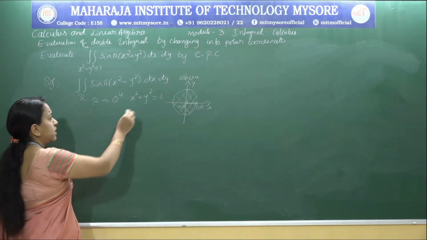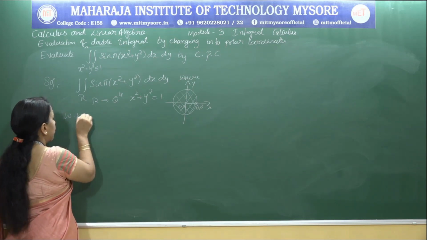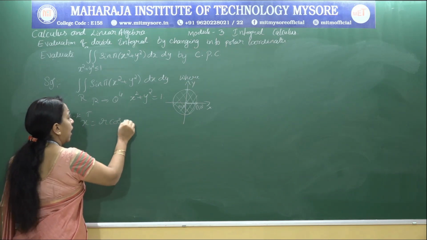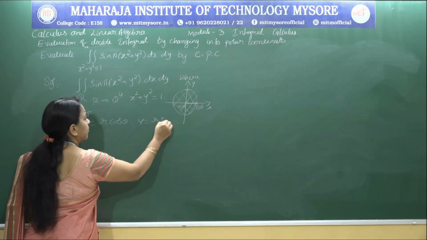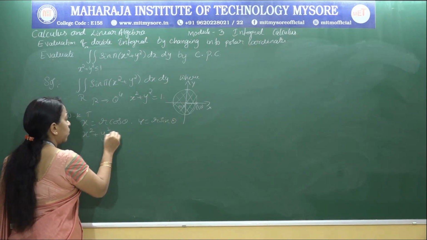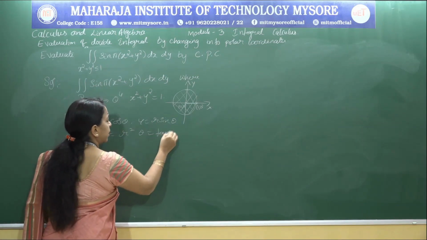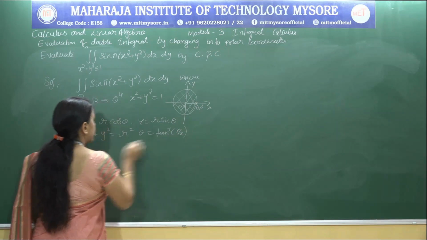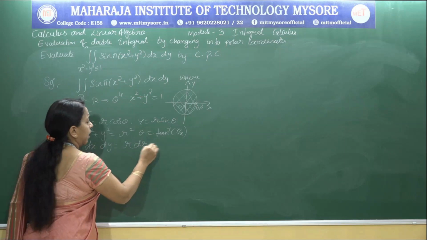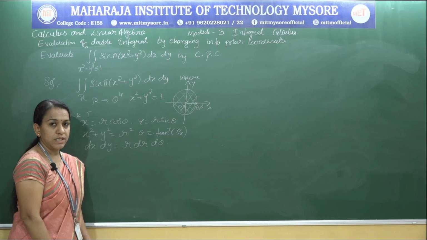So from the figure, since we have x square plus y square equal to 1 and we know the standard polar form, x equal to r cos theta and y equal to r sin theta, and x square plus y square is equal to r square, and theta is given by tan inverse y by x, and of course dx dy is given by r dr d theta. So this is our standard known result.